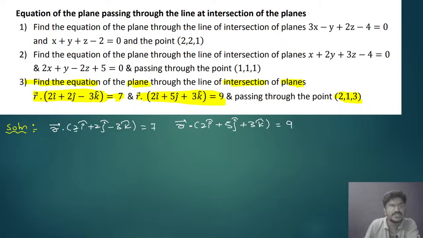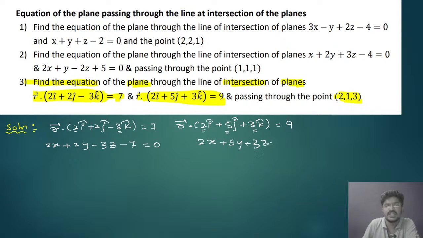So here the Cartesian form is 2x plus 2y minus 3z. To take 7 on this side, it will be minus 7 equal to 0. Again you write this in Cartesian form: 2x plus 5y plus 3z. Take 9 on this side, it will be minus 9 equal to 0. These are the Cartesian forms. Using these Cartesian forms, now you can solve the problem as we were solving previously. Same method you have to follow. Okay. I have converted vector form to Cartesian form.